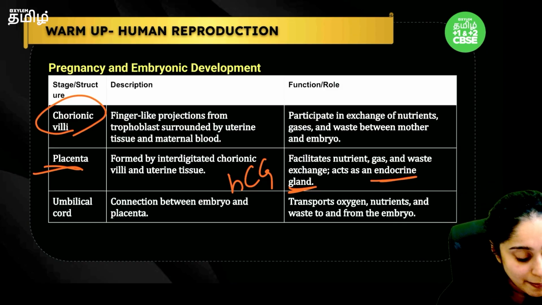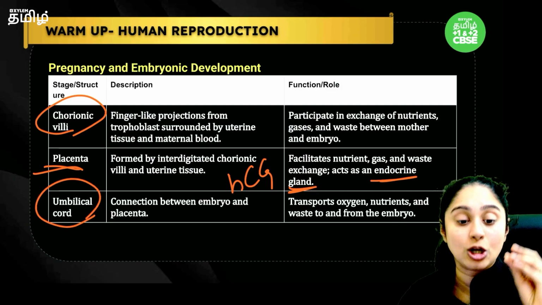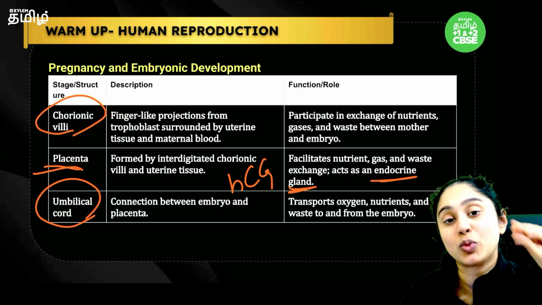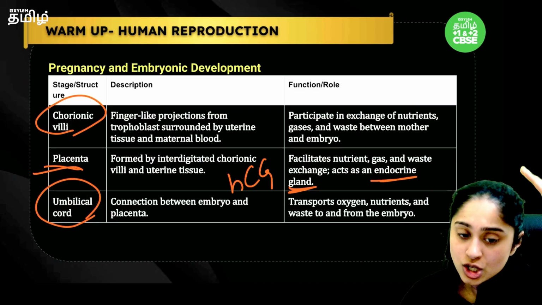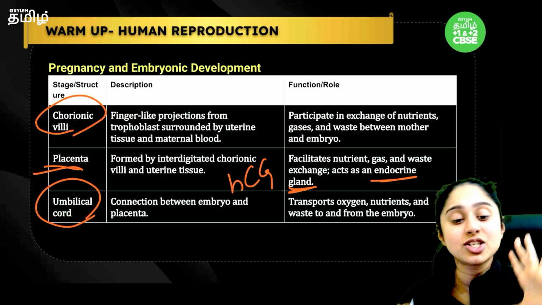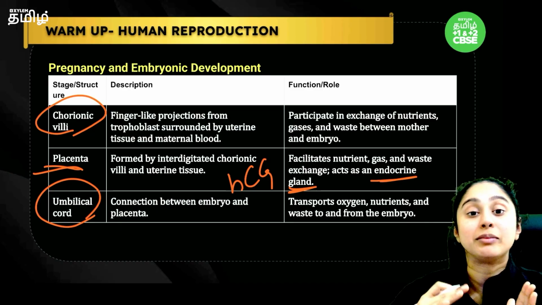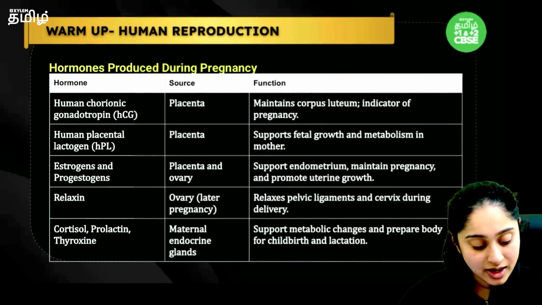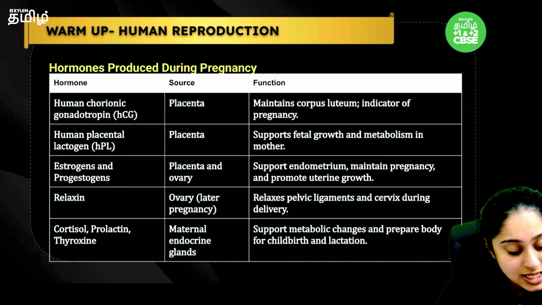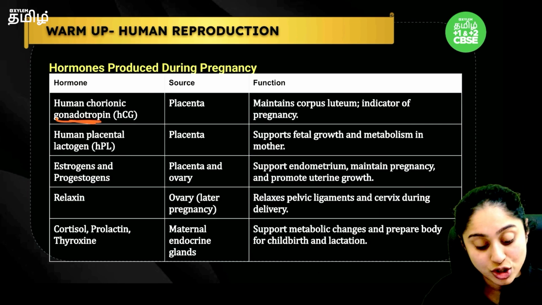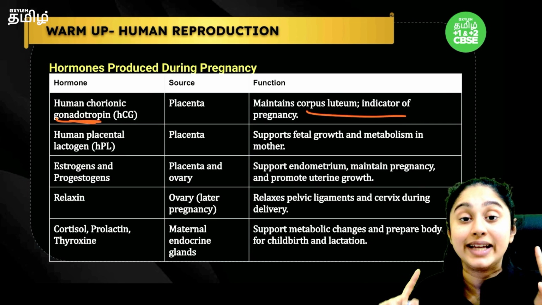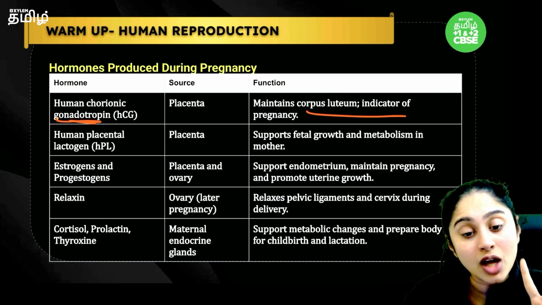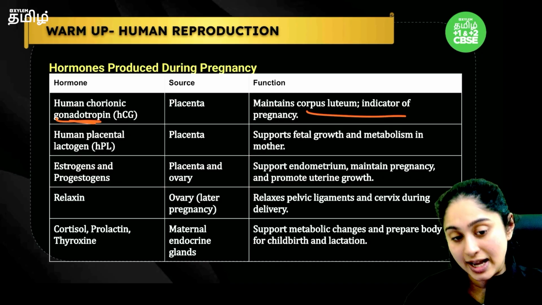Okay, then from the placenta we have an umbilical cord, which is the major connection between the embryo and the placenta. So for whatever transport and exchange, this umbilical cord is going to connect the mother to the fetus. Clear everybody? Now if you see, this chorionic gonadotropin is the main one which will indicate the pregnancy and support the corpus luteum in supporting the entire pregnancy.